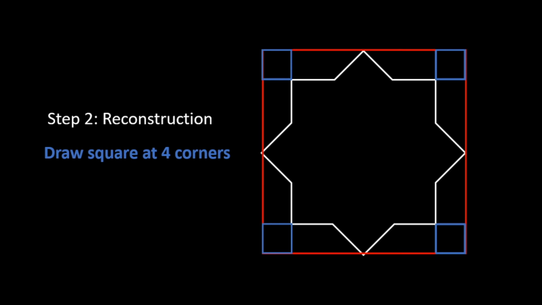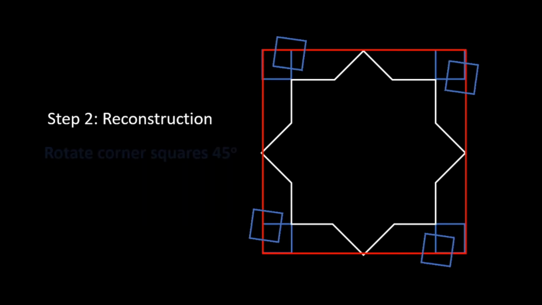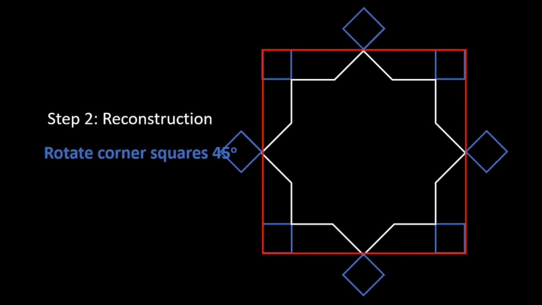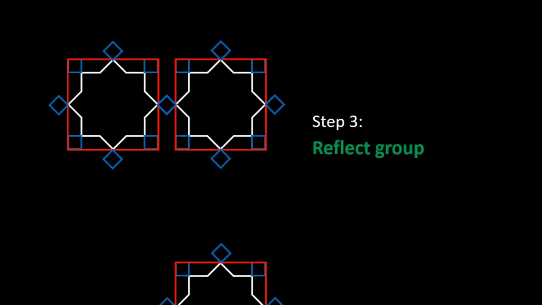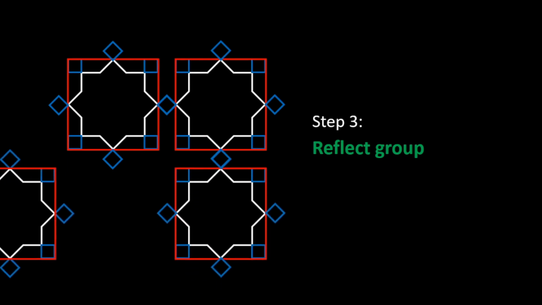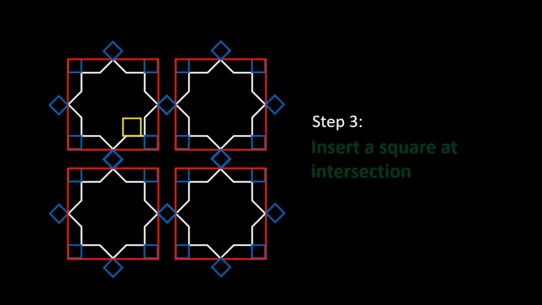Make sure one point touches the star and the other the corner of the square. Now let's place a square each at the sides of our imaginary square. Our group of squares is almost complete. Step 3. Time to flip or reflect our group in all 4 directions. Next, place a square at the intersection of 4 squares. Our design is ready to multiply.